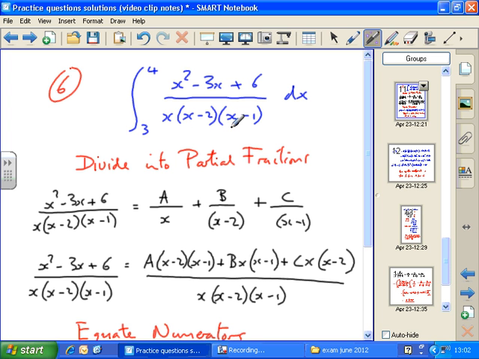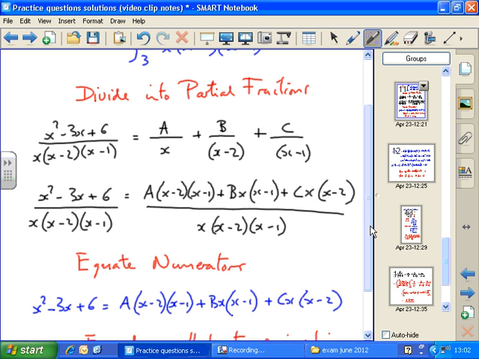So I can rewrite the expression in the integral as a over x plus b over x minus 2 plus c over x minus 1. Now, cross multiplying, I've got to make the denominator the same on both sides. So what have I got to times the x by in this term to get x times x minus 2 times x minus 1? Well, this, x minus 2 times x minus 1. So times a by that, b by this, and c by this. And then they've all got the same denominator.